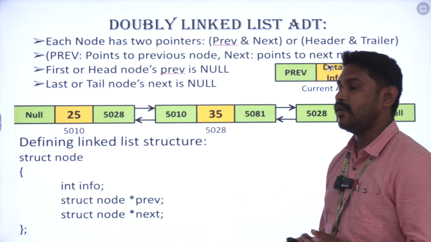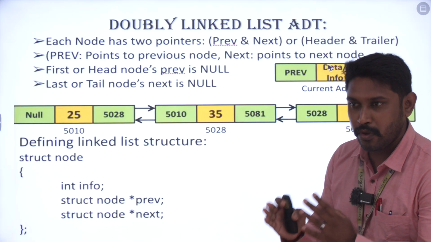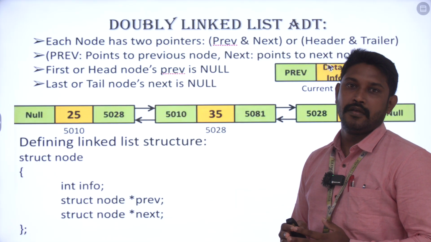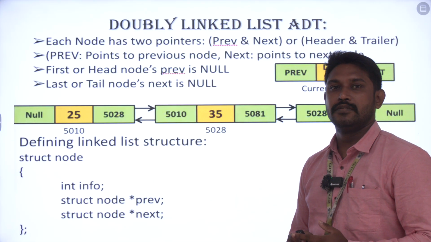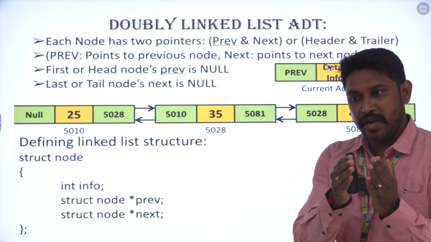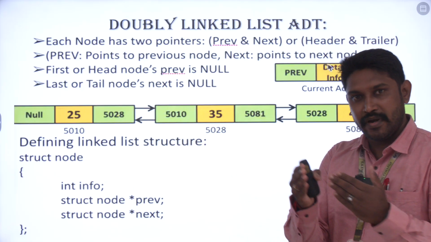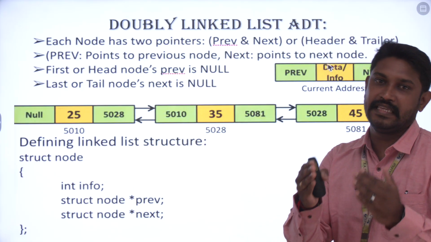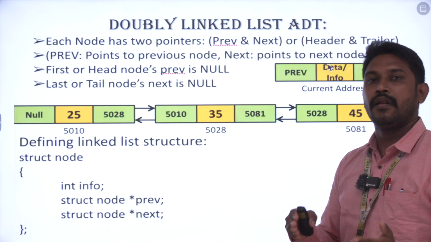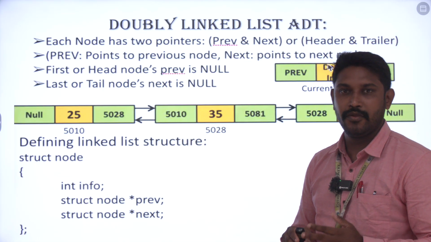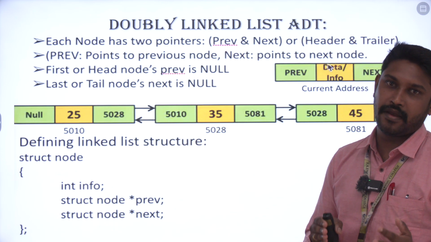Before we start, I am going to give a brief introduction about why we go for a double linked list. In a single linked list, the main disadvantage is that you can move forward in a single direction, but you cannot go in the backward direction, which we call the reverse direction. For that reason we go for a double linked list, where you can go forward as well as backward.